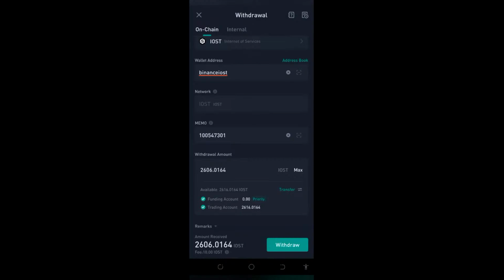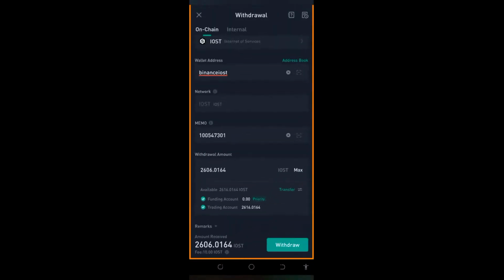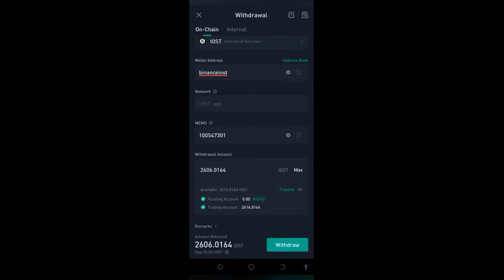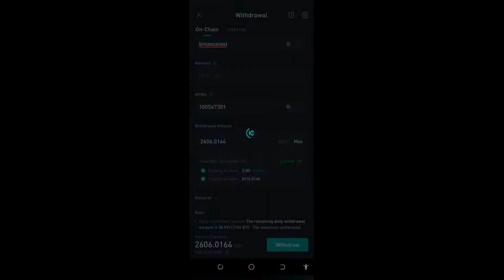Remember that there's going to be a withdrawal fee of about 7 cents. It says that the fee is 10 IOST, which is equivalent to about 7 cents. Okay. So we're going to go over and get this done. All right. So one to go. Let's withdraw. Okay. Withdraw.